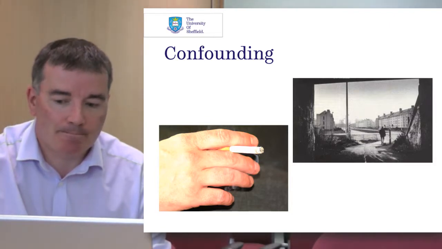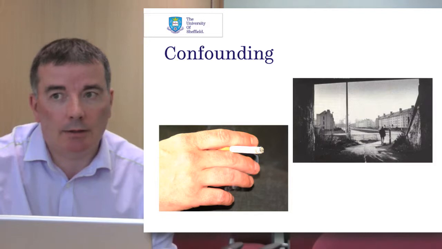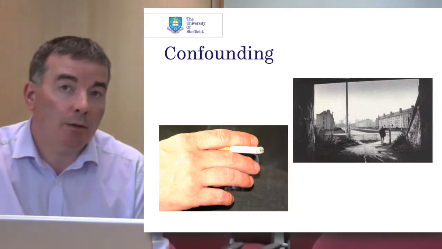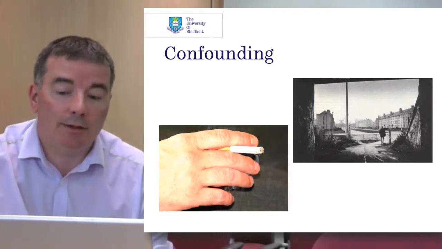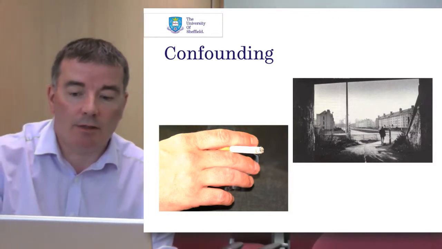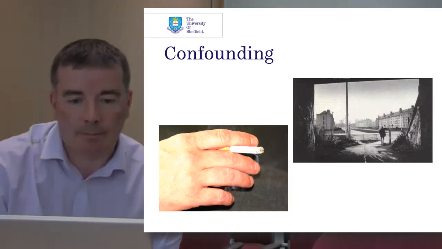Another major confounder is socio-economic status, that if you compare people from a poorer background, they are much more likely to have a disease than people from a richer background. And again, this confounding factor has to be controlled in all studies.